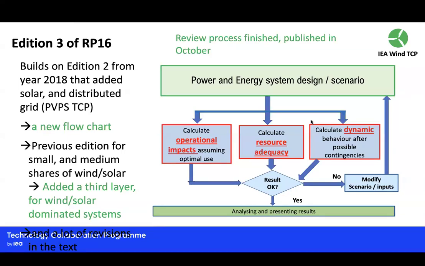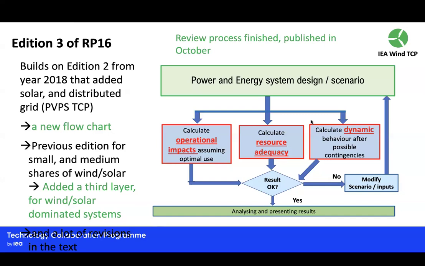Then we had the recommendations that, if you only study your first small shares of wind and solar, this is how to do that. And if you have more, then you additionally have to take into account this and that. So that was edition 2. Now for edition 3, we add a third layer: for wind and solar dominated systems, really high shares of wind and solar, what you need to take into account. And we have gone through the report and updated all the texts.